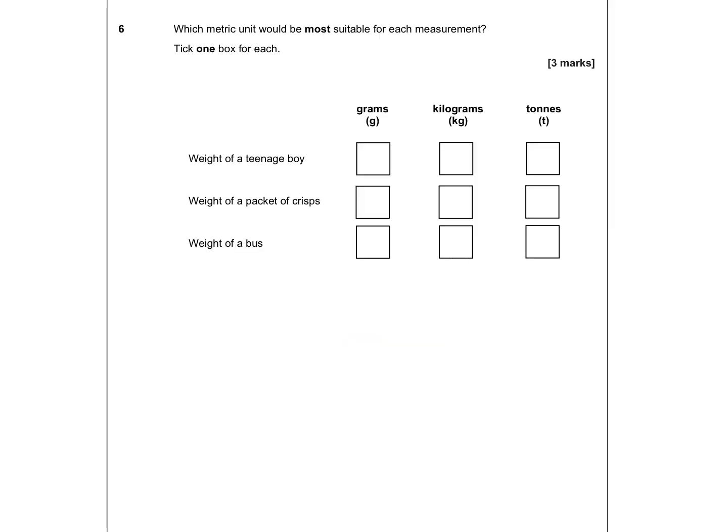Question 6, I do think that this was generally well answered. Which metric unit would be most suitable for each measurement? The weight of a teenage boy, those people normally weigh kgs. The weight of a packet of crisps. Have you ever looked at a packet of crisps? They are in grams, because even if it's a big packet, it's got to weigh a lot to weigh a kg. Now, the weight of a bus, that's very, very heavy. That is in tons. I suppose it could be in kgs, but it's probably a lot of kgs, so we would call it tons.